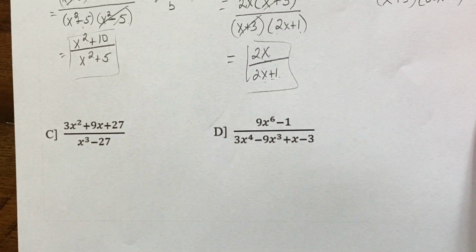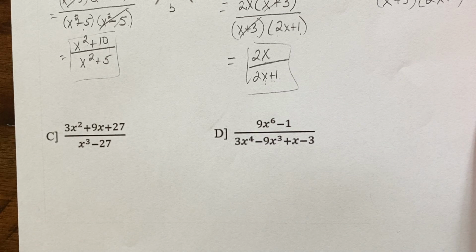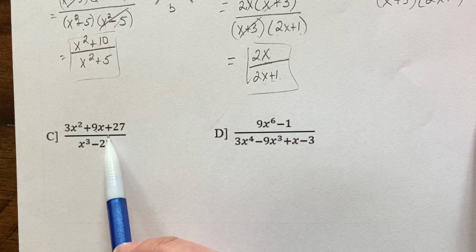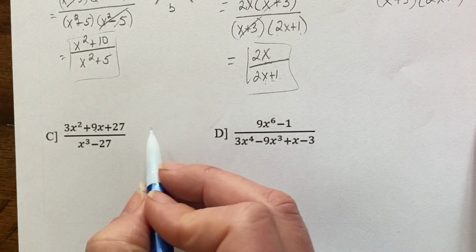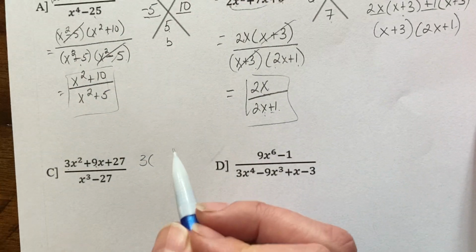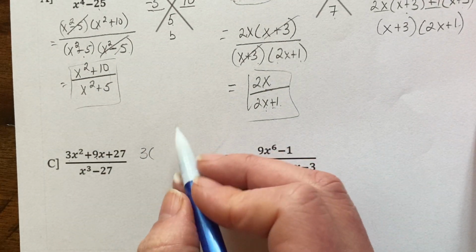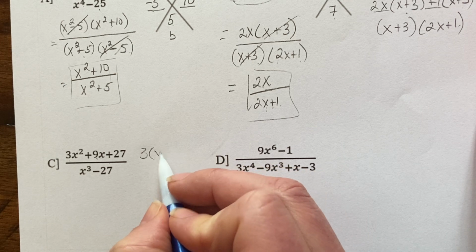Okay, let's go on to part C. So again, I'm going to look at my numerator. I notice I do have a GCF of 3, so I'm going to take that out first. I can always write it in factored form, or taking a GCF out first, making it easier to factor.